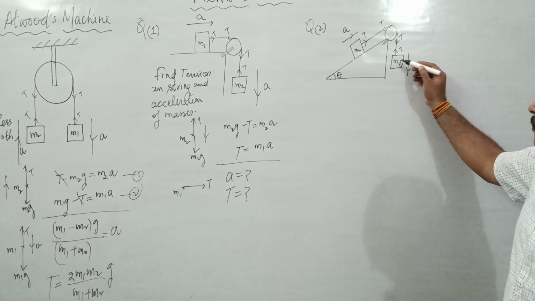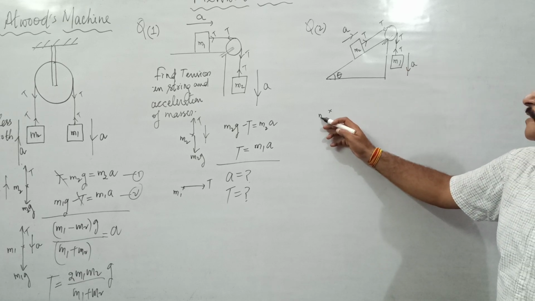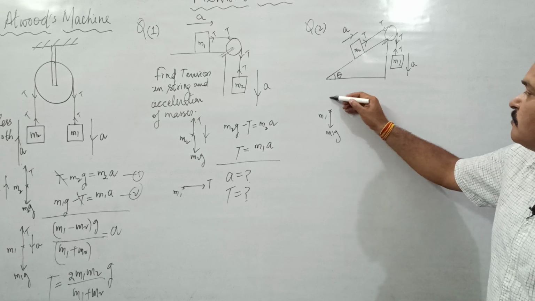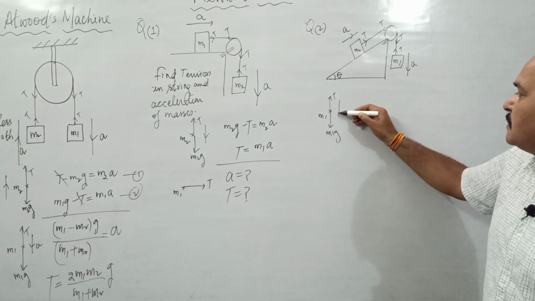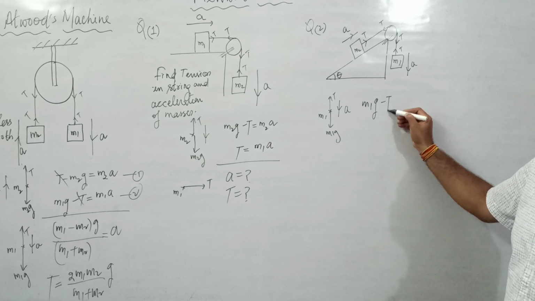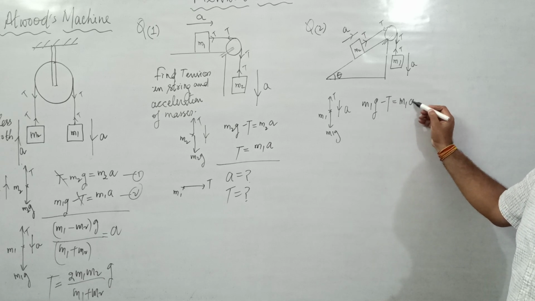If we draw the free body diagram of this mass m1, the net force is going to be what? This is the force m1g. The other force is T. In spite of these two forces, it is moving down. That means the net force is m1g minus T is equal to mass into its acceleration.